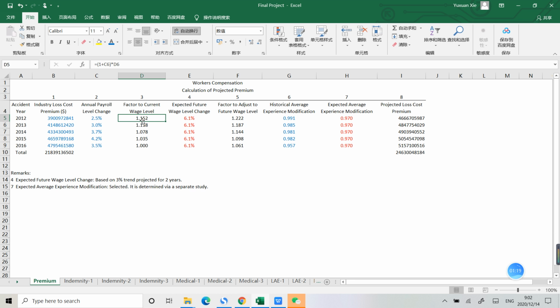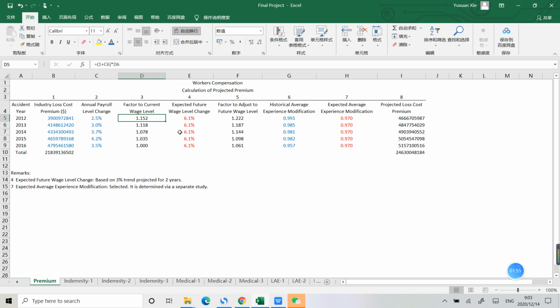In this case, we choose the year 2016 as the baseline, so it equals 1, and 2015, 2014, 2013, 2012 all have this base. So we can use this formula to compute the factor to current wage level.